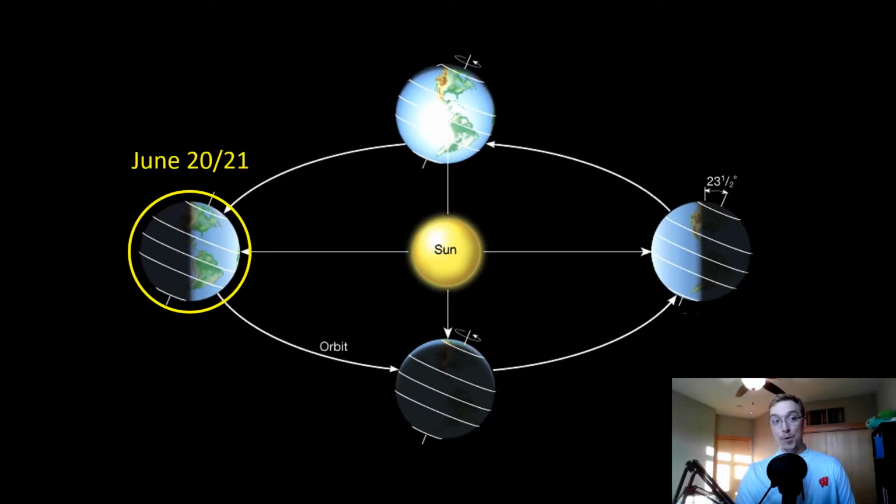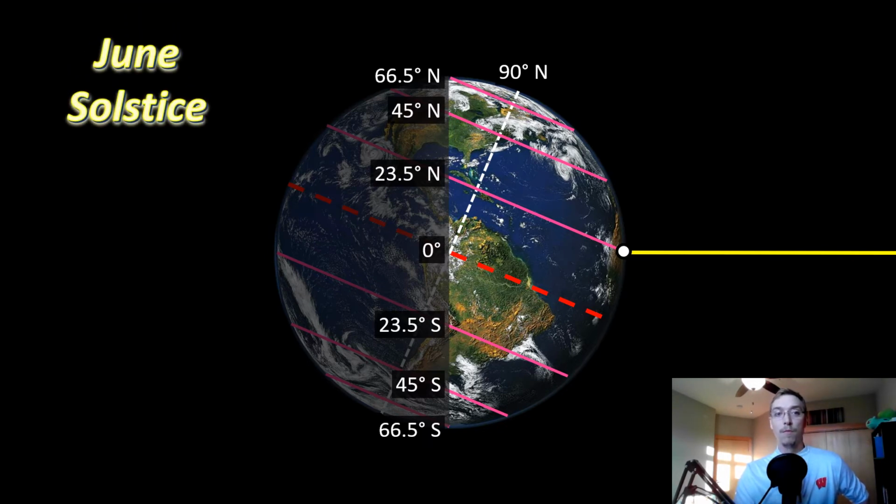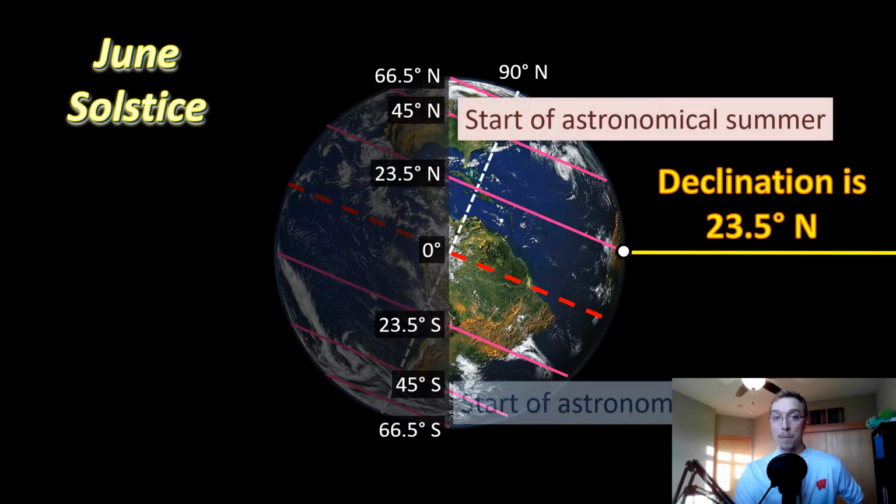All right, what about June? Our June solstice, typically around June 20th to 21st. Here we can see that same setup. There is the subsolar point at the June solstice. So the rays of the sun are coming in at a 90-degree angle. Angle of declination is 23.5 degrees north. It is the start of our astronomical summer and the start of the southern hemisphere's astronomical winter.